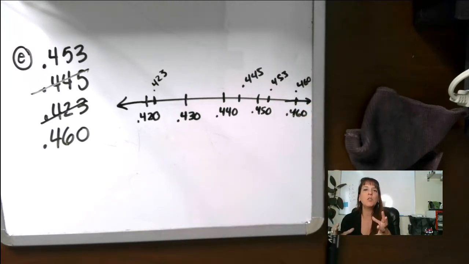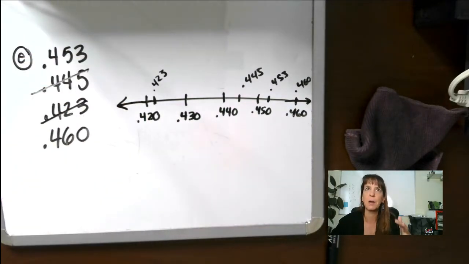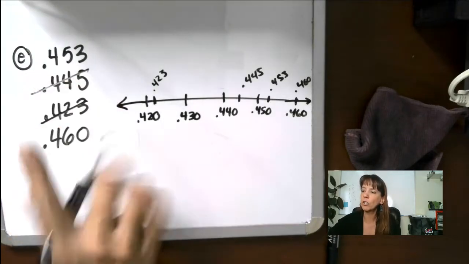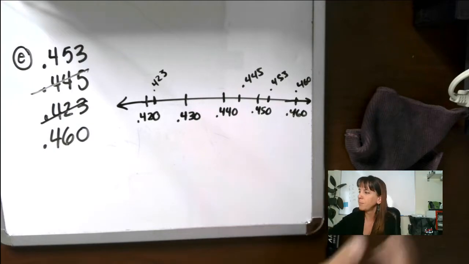So basically you want to make sure that you have them all with the same number of digits behind the decimal, put them in order, and then take off that last number, and that will help you get your number line in order.